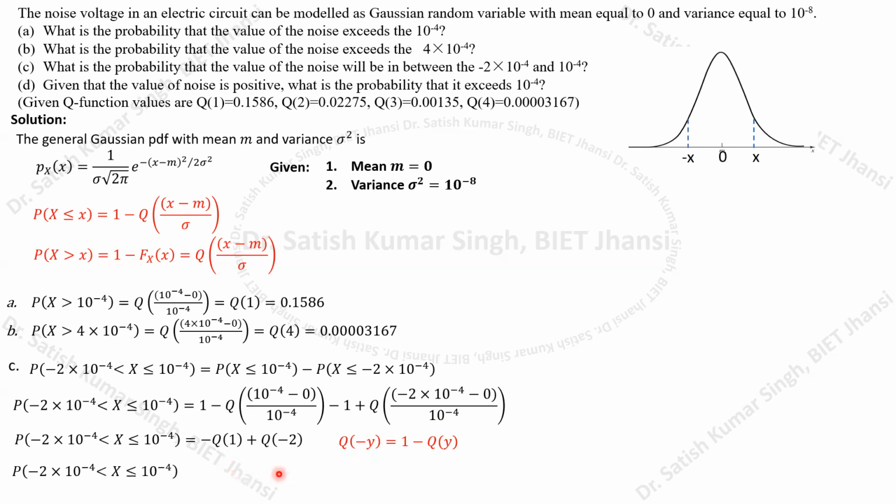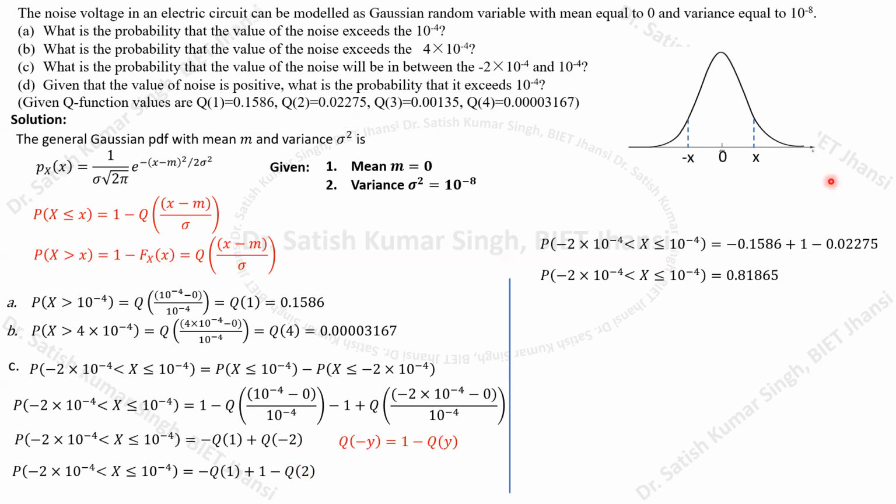This will become minus Q1. This will become 1 minus Q2, right? So here this Q2 value is given, so that we can substitute. And if we substitute this value here, this will become minus 0.1586 plus 1 minus 0.02275. So ultimately, you will be getting this result 0.81865. So this way, we can calculate this third probability.